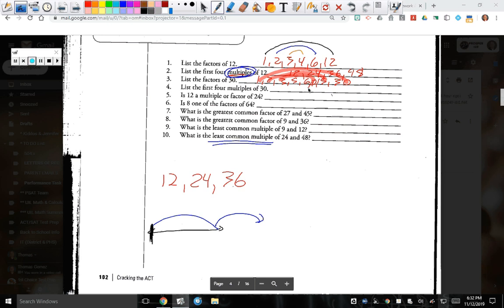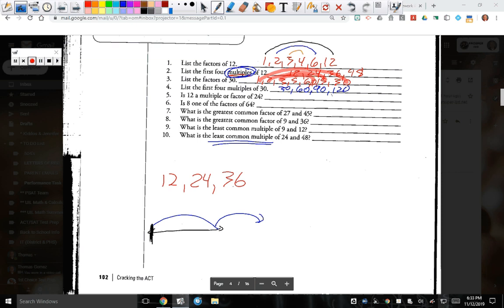List the first four multiples of 30. 30, 60, 90, 120. Yep, because you're just broad jumping 30 feet each time.